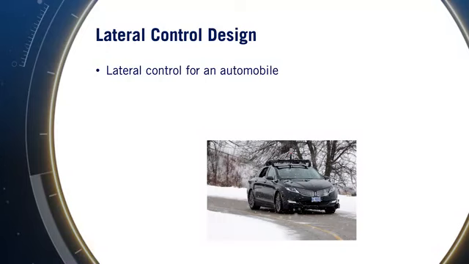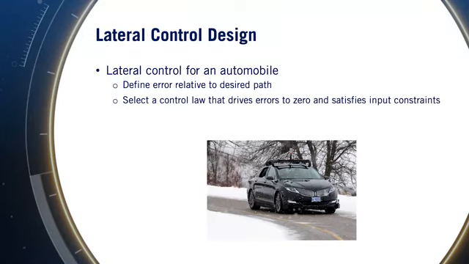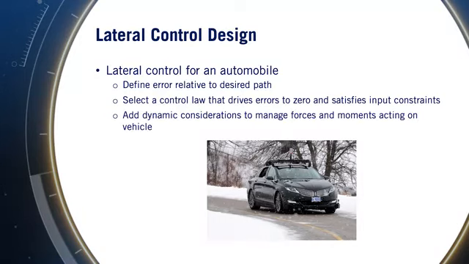To design the lateral controller, we need to define the error between the vehicle position and the appropriate desired path coordinates, and select a control design strategy that drives errors to 0 while still satisfying steering angle limits, and consider the dynamic limitations of the vehicle and desired ride characteristics such as maximum lateral acceleration and minimum jerk.